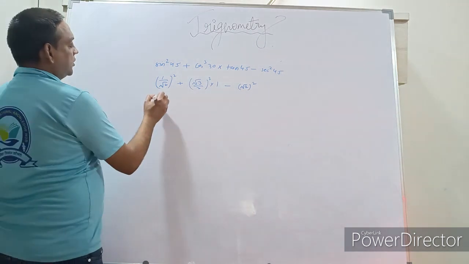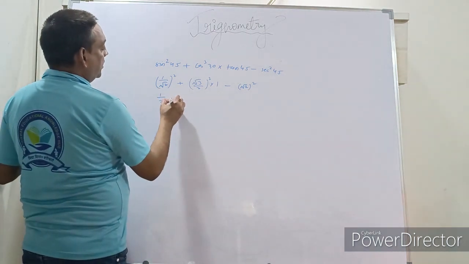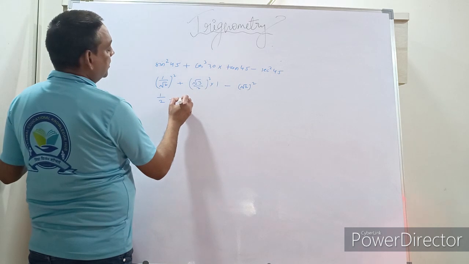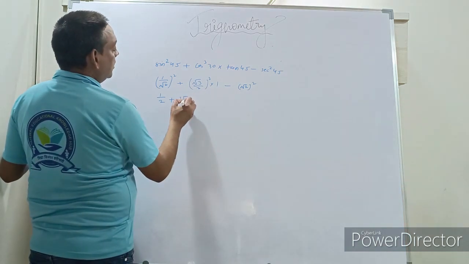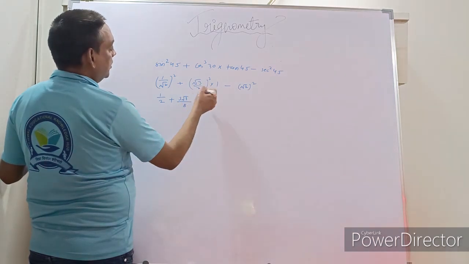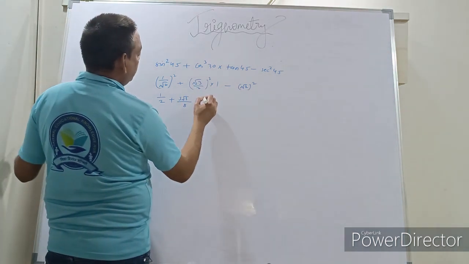Simplify further, so this becomes 1 over 2 plus root 3 cubed, that becomes root 3 into root 3 into root 3, that becomes 3 root 3 upon 2, cubed becomes 8 into 1 as it is, minus 2 squared is 4.